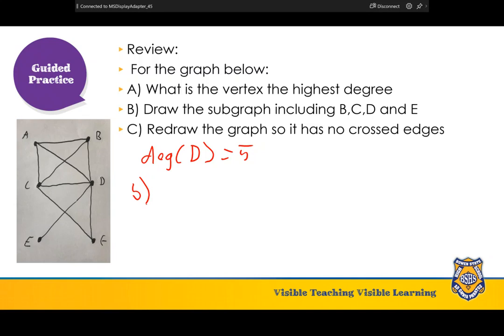For B, we want the subgraph of B, C, D, and E. So B, C, D, and E. And we just connect those up with the connections that exist between them. I'm more messy than normal because I'm trying not to touch the screen, because that's going to make the slide go on.